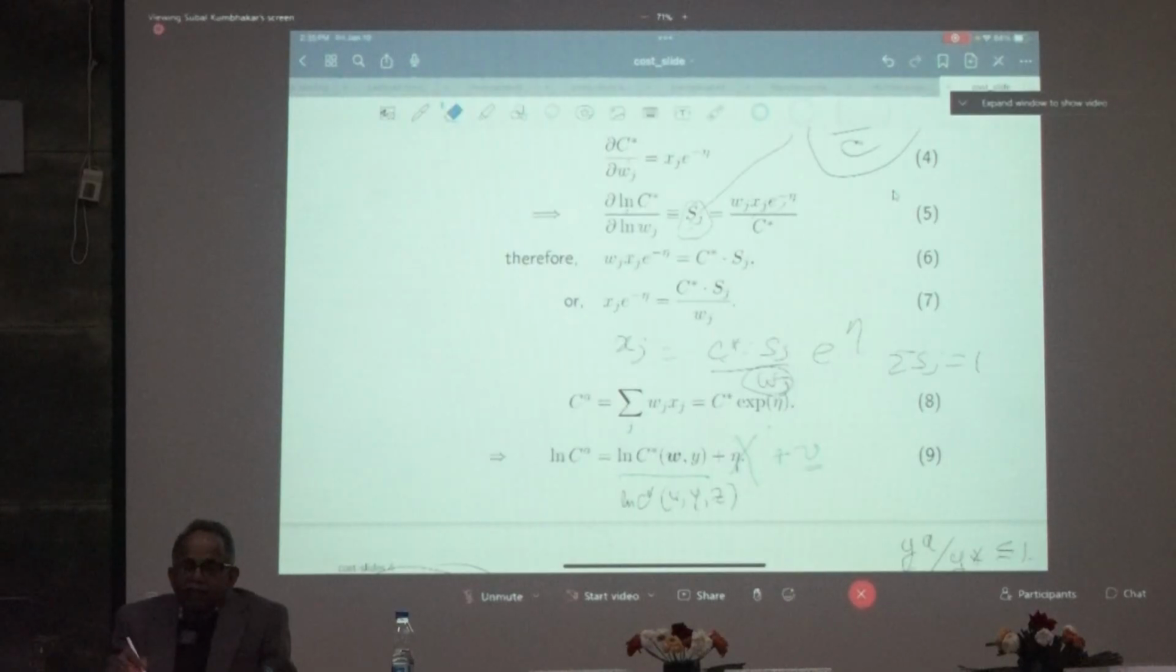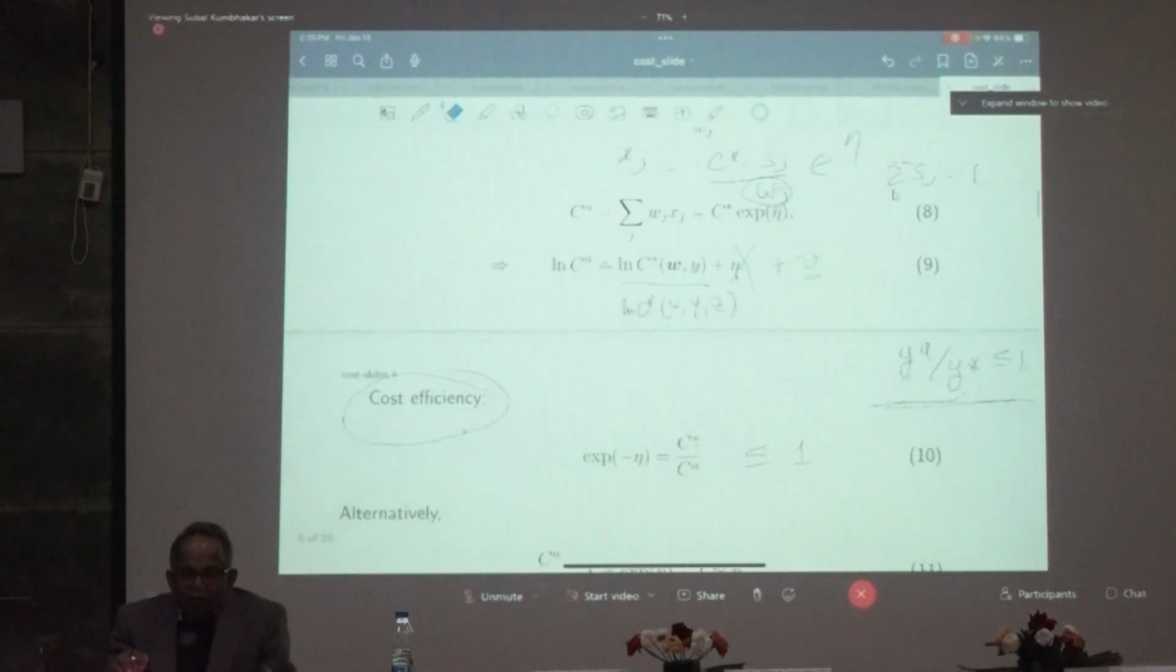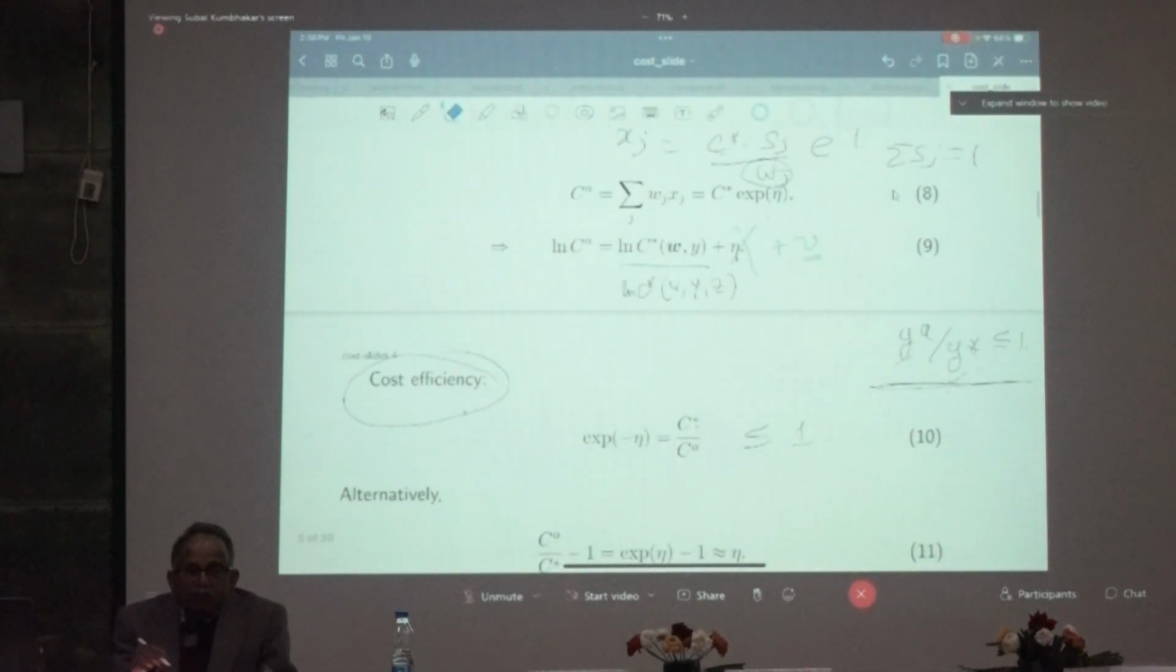And then I added B in here because we need to add a noise term to estimate the model econometrically. So you can define cost efficiency in this way: your minimum cost divided by actual cost, so that the number is again between 0 and 1. This is the minimum cost. Your actual cost can never be less than the minimum cost. It's always bigger or at most equal. So this ratio is again between 0 and 1, which is consistent with technical efficiency or output oriented efficiency.